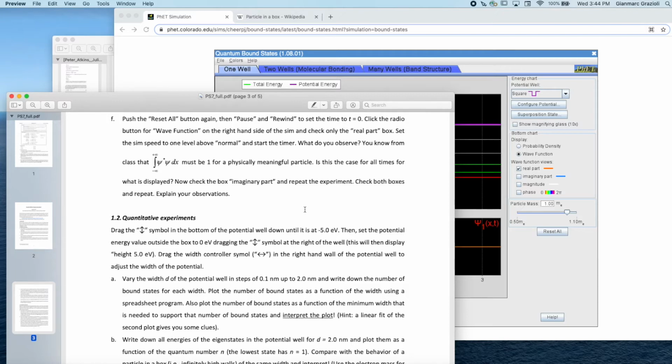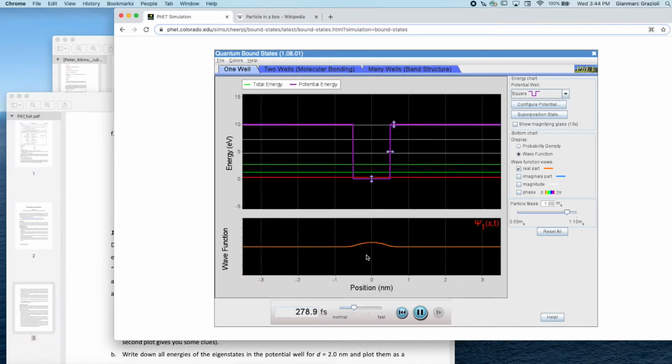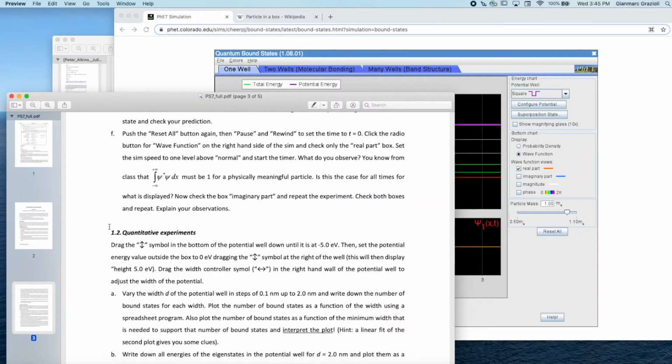All right, is this the case for all times for what is displayed? Oh, I see. So what they're saying is, if you square this thing and take the integral of it, are you going to get 1 every time? So, if it's here and we square that, take the integral, you're going to get some value. If it's at this time and you square that and take the integral, you're going to get a value. Is that value going to be the same all the time, or is it going to change? Basically, the area under the curve, is it changing or staying the same as you watch this thing go up and down? All right, so hopefully you figure that part out.